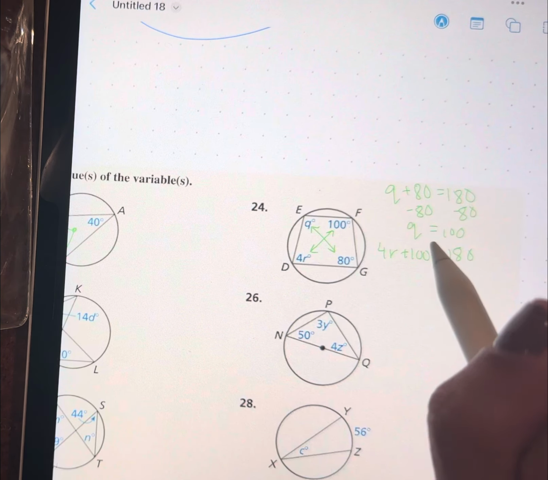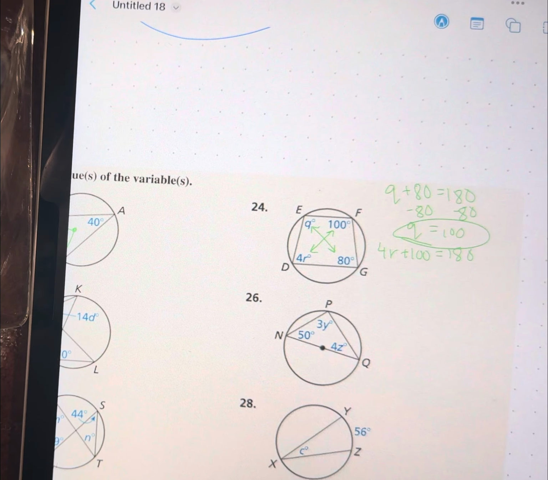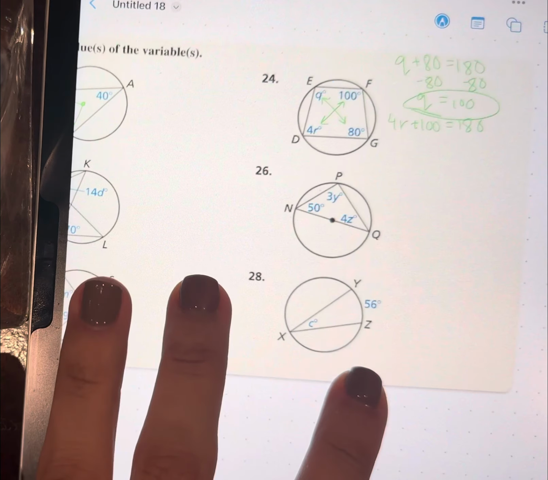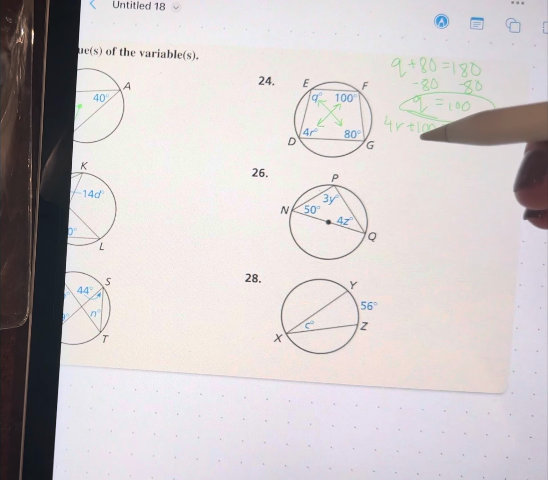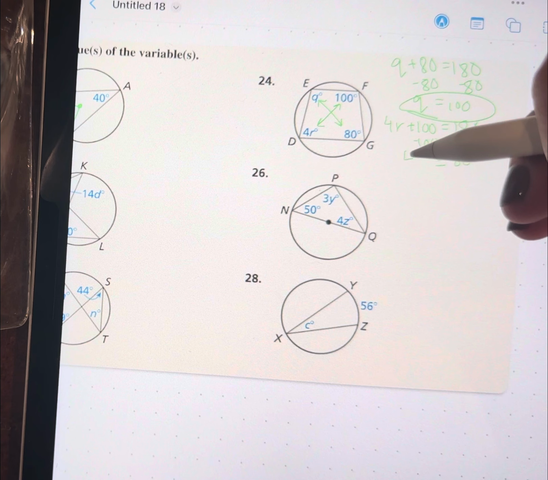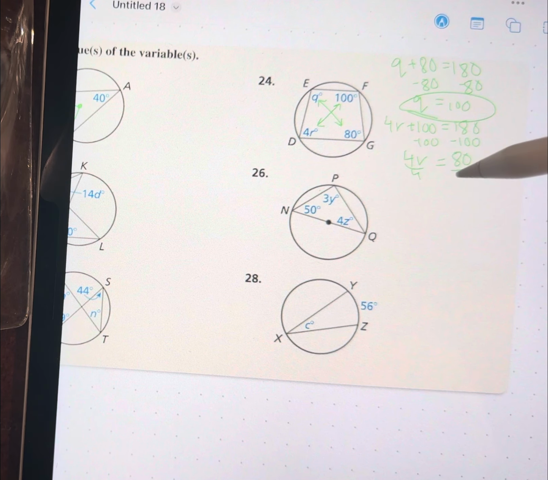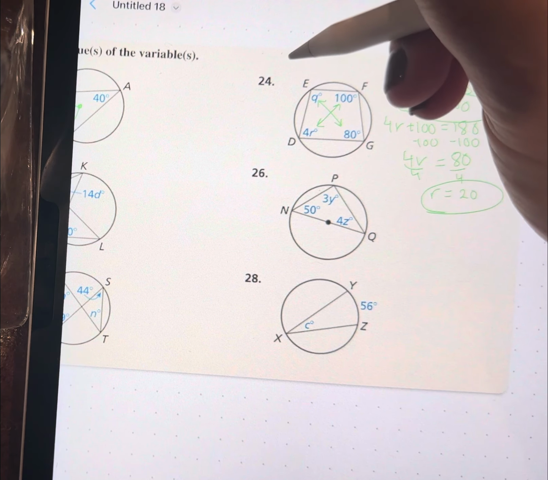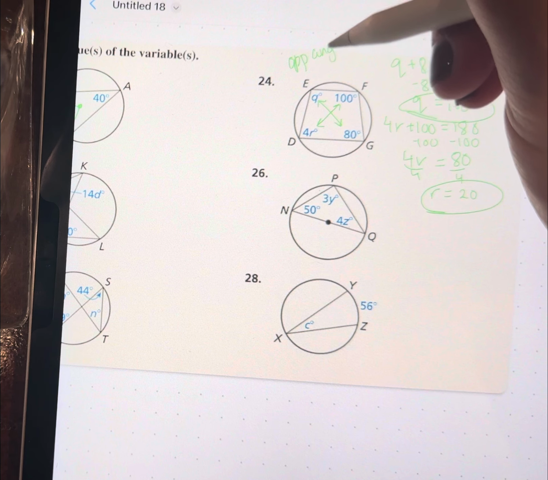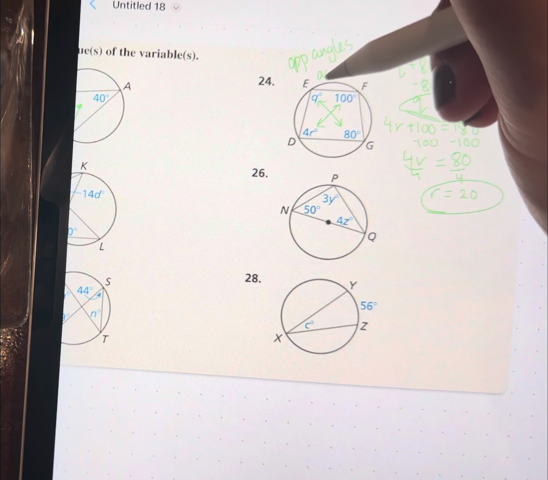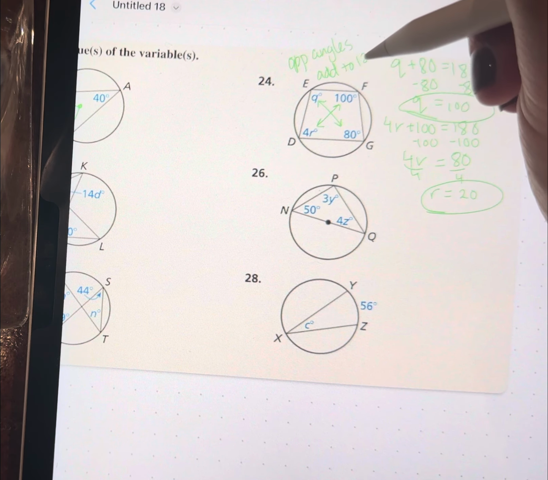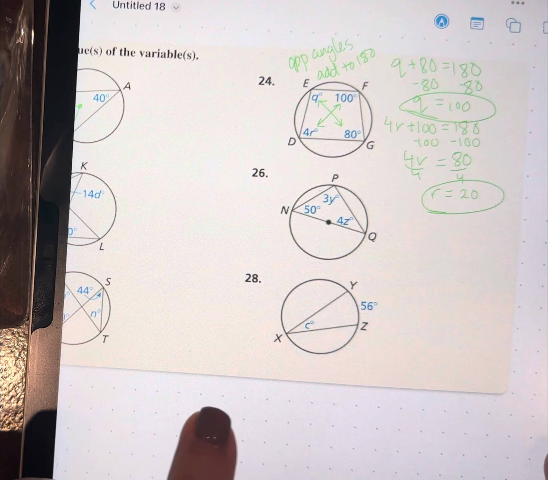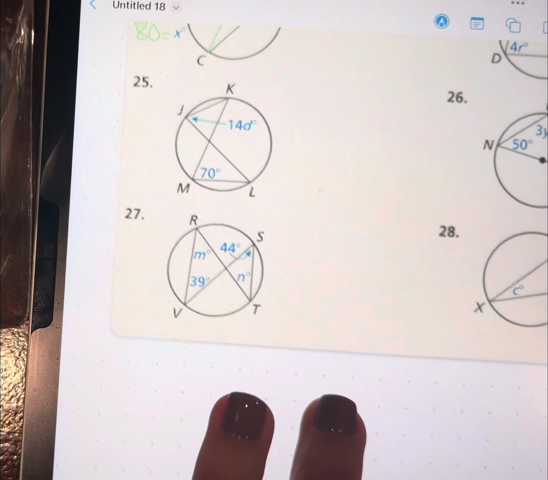And over here, if I subtract the 100, I get 80 equals 4R. So divide by 4, and R equals 20. Okay? So please remember, quadrilateral, opposite angles, supplementary. Add to 180. Okay. Let's take a look here.